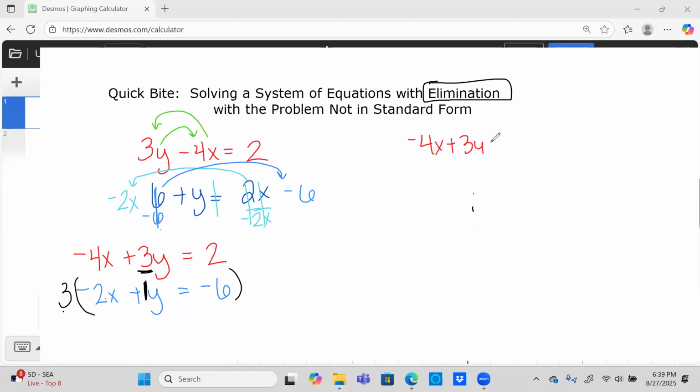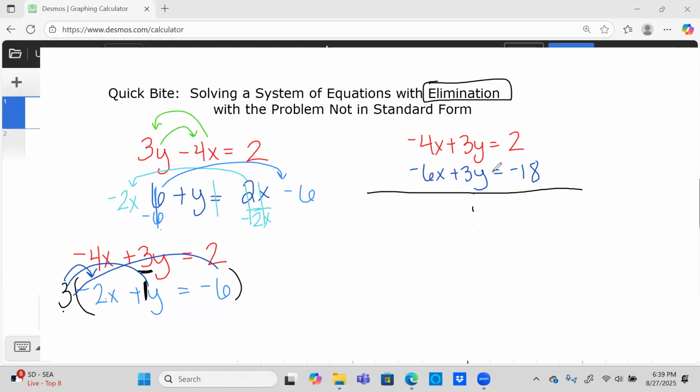And I'm going to distribute the 3 through the blue. So this would be negative 6x plus 3y equals negative 18. And the reason we do that is now the y's match and we can eliminate.